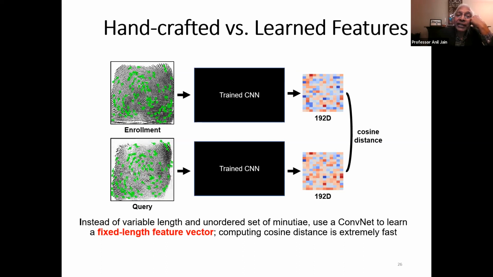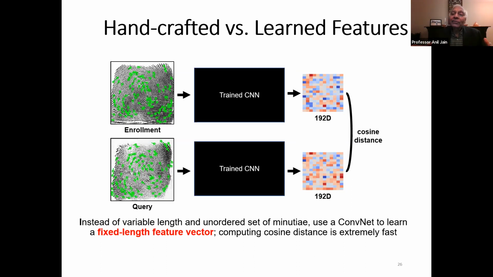But in order to train a deep network to learn some features, we need huge amounts of data. And fortunately, we have access to this large amount of data through our contact with the Michigan State Police. And what we have been able to do is to obtain a 192-dimensional fixed length representation for the fingerprints. And what is the advantage of that? The matching is extremely fast.